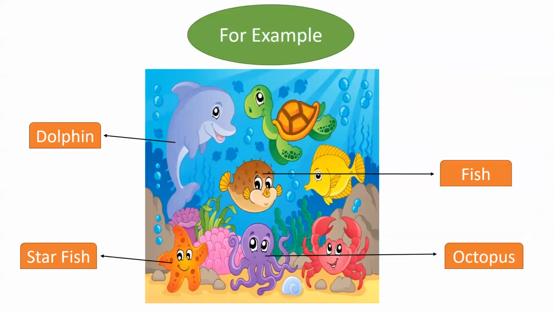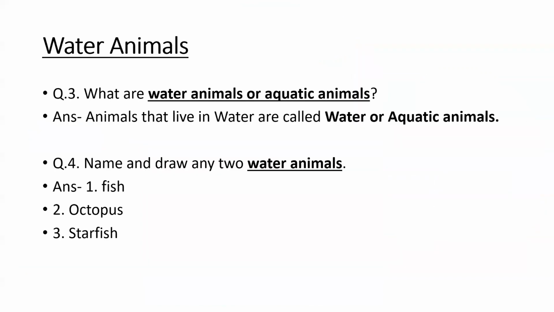So let's learn some examples. Dolphin, the beautiful friendly animal. The dolphin, then the starfish, octopus, and fishes. They are examples of water or aquatic animals. Again, this is the question-answer form that you can attempt.